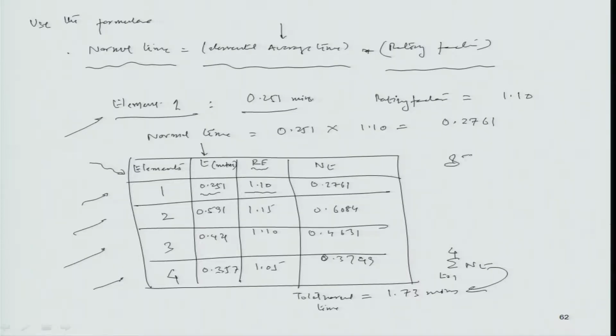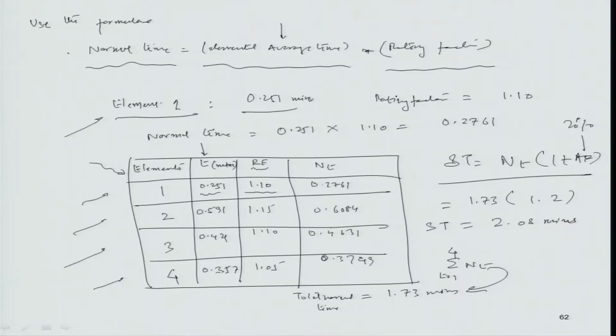So, the standard time for this particular operation will come out to be the normal time times 1 plus the allowance factor. In this case the normal time is 1.73 minutes. So, you just multiply that by 1.2, as the allowance factor is 20%, so 0.2, and the standard time for this particular operation is about 2.08 minutes. So, that is how you record the standard times for different operations.